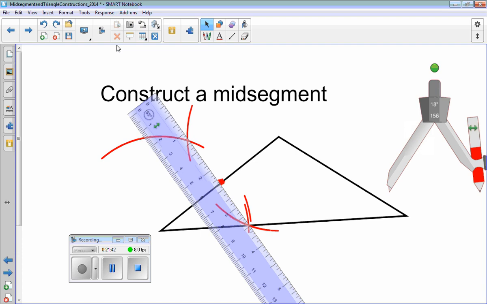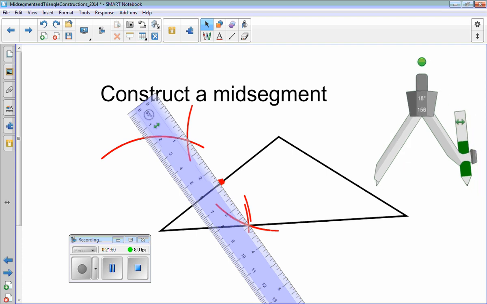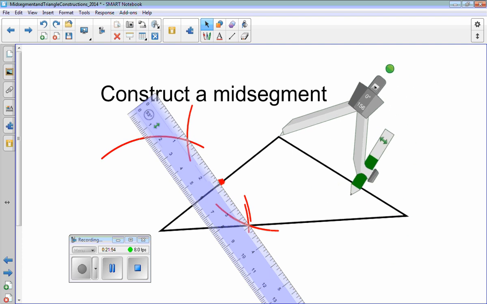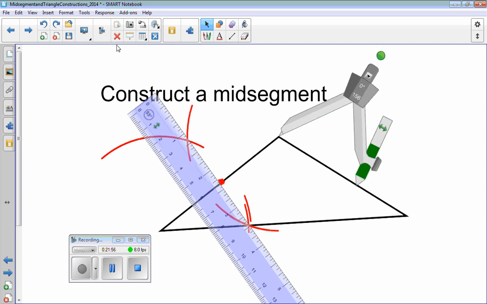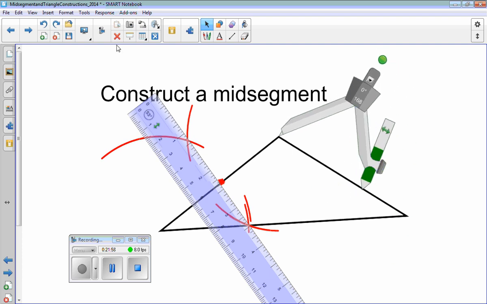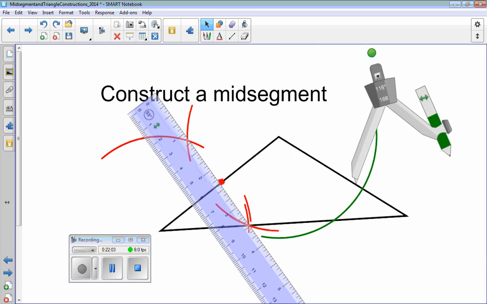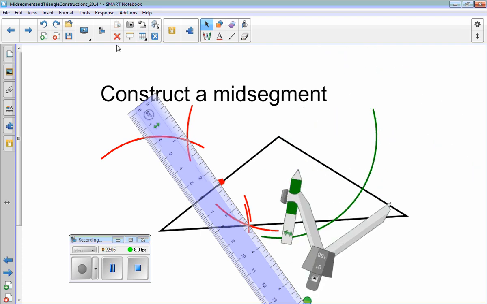All right, I need to do the same thing on the right-hand side, so I'm just going to change colors real quick, just so I have a different perspective. And I'm going to make the mid-segment over here, so I make the midpoint over here as well. Just make sure we're more than halfway. I'll just make a big arc all the way this time, to save myself from misery.